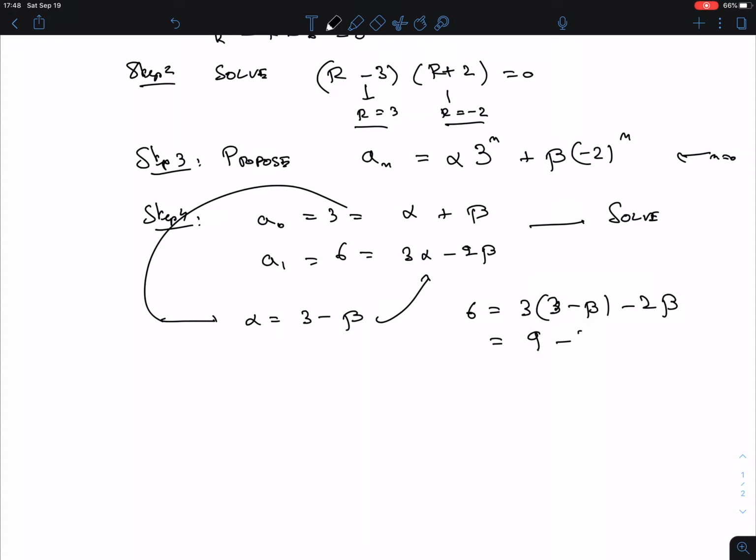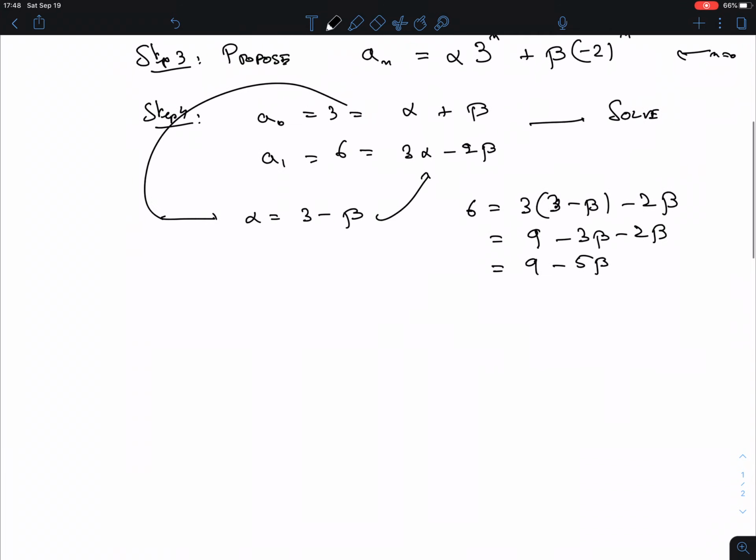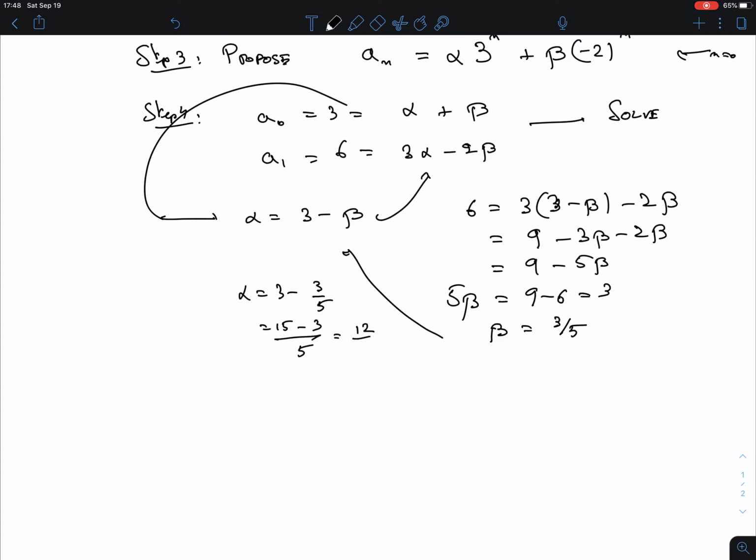That is 9 minus 3 beta minus 2 beta. That is 9 minus 5 beta. Let's bring 5 beta to this side and 6 to this side. So I find that beta is 3/5. Well, it's a fraction, that can happen, there's nothing wrong with that. And to find alpha, I use that alpha is 3 minus 3/5, that is 15/5 minus 3/5, that would be 12/5.